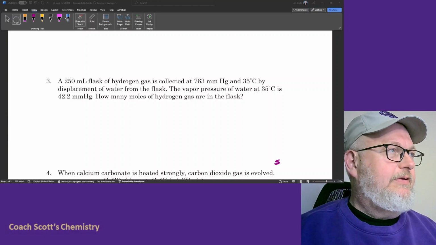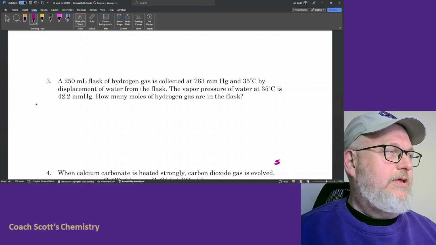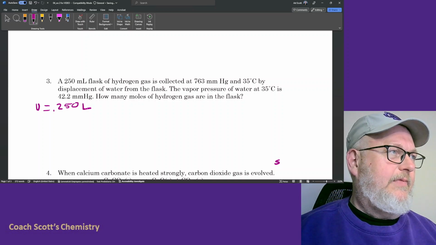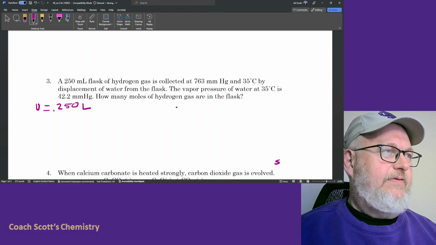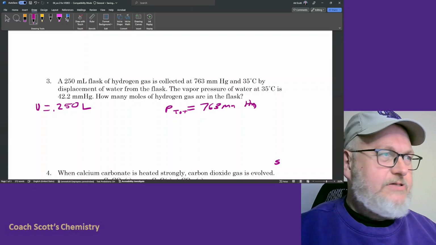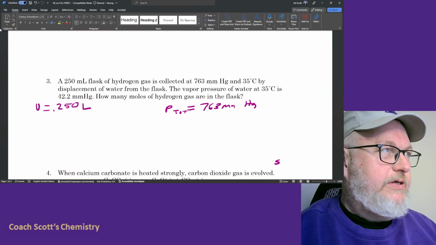So I've got a volume. Let's go ahead and make it liters: 0.250 liters of hydrogen. And I collected it at, I'm going to call that P total, 763 millimeters of mercury. So right there, that's going to tell me what my R value is going to be.